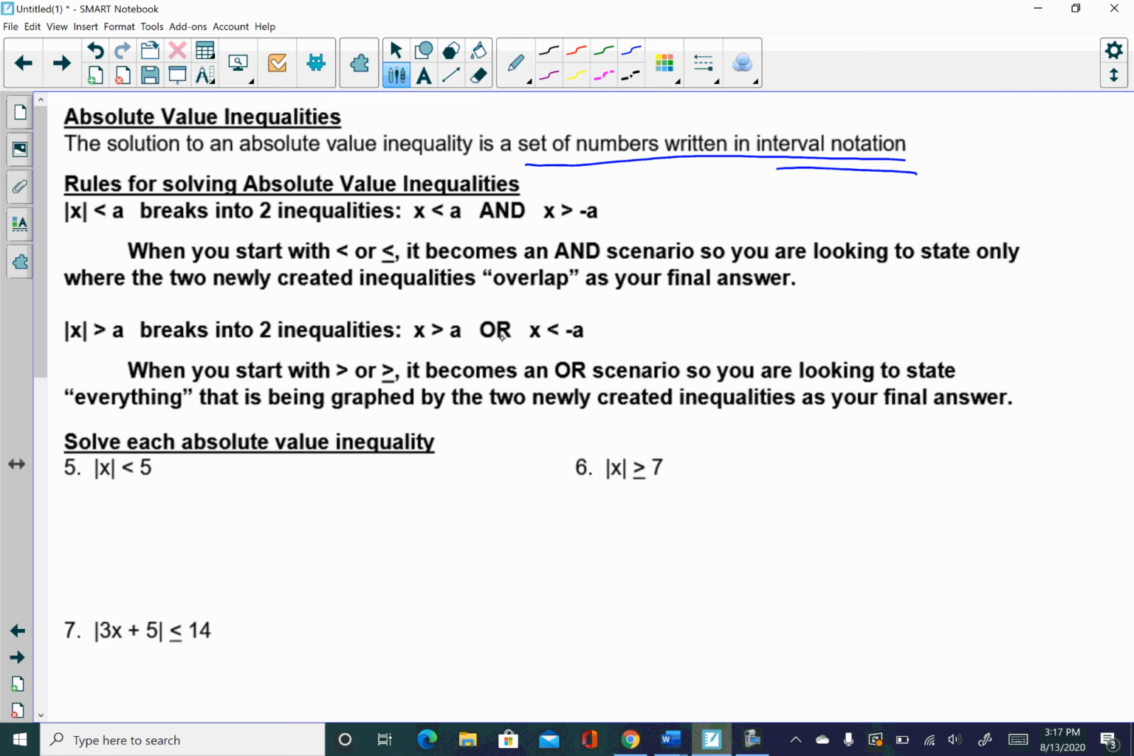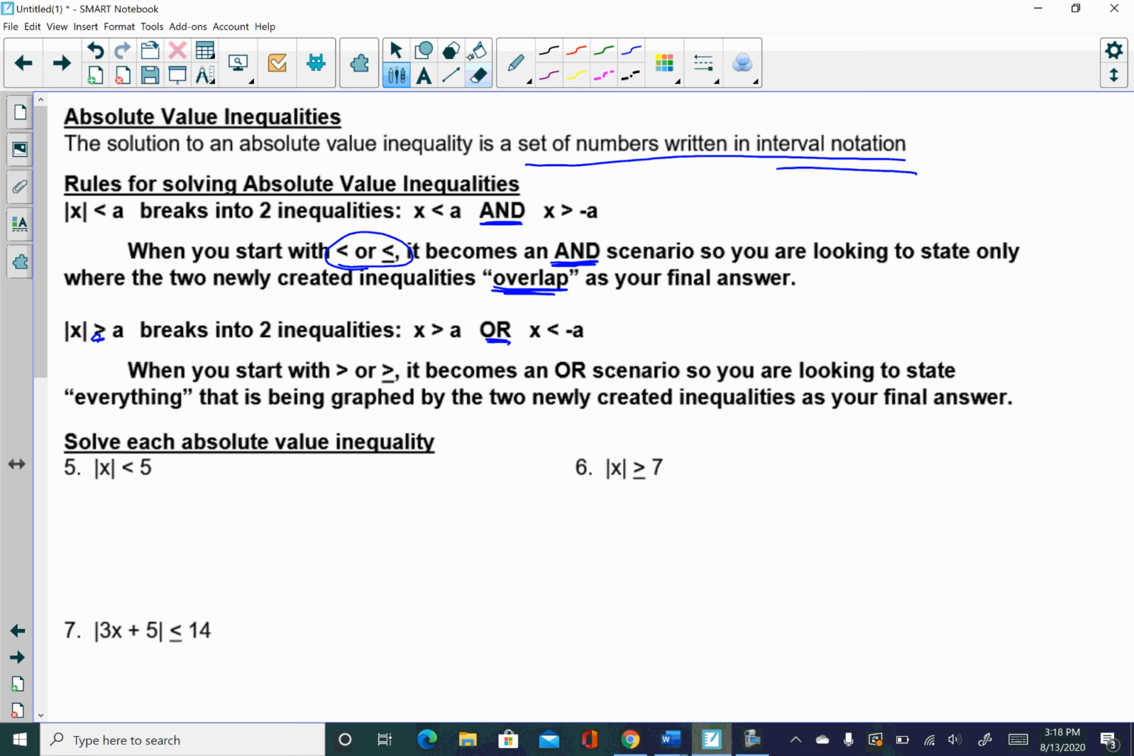If you'll listen to my voice as I say this, I think this will help you. This is what helps me. Absolute value of x is less than, so less than and. Greater or. Okay, so when you start with less than or equal to, it becomes an and statement. So less than and whenever it comes to looking at what your final solution will be, you're going to be looking to state where these inequalities overlap.